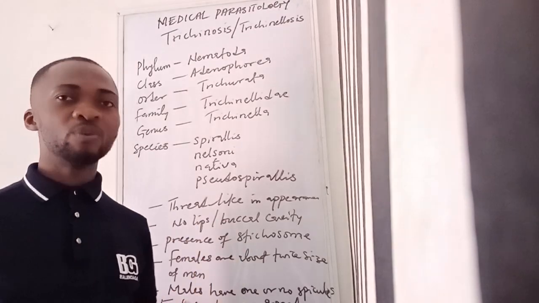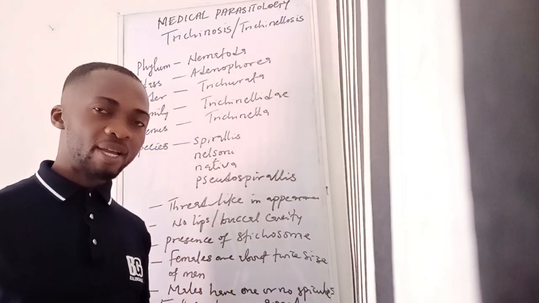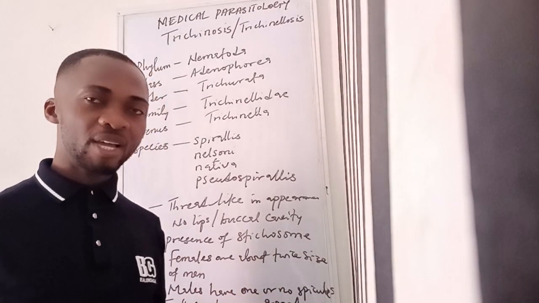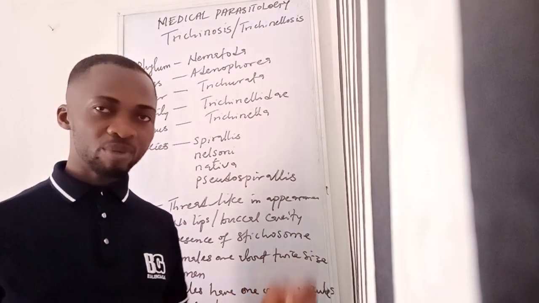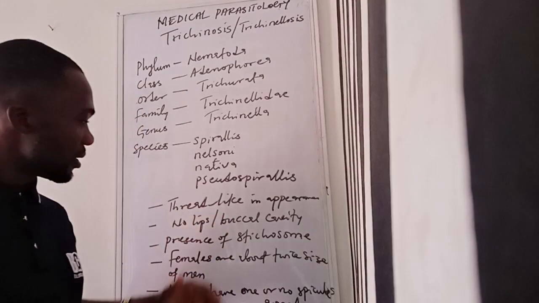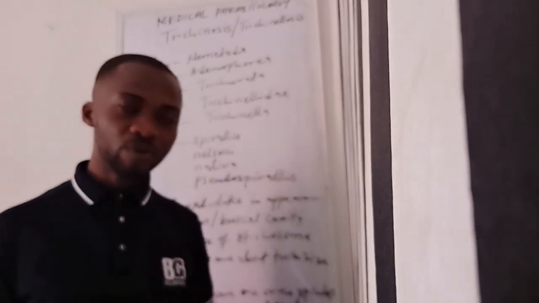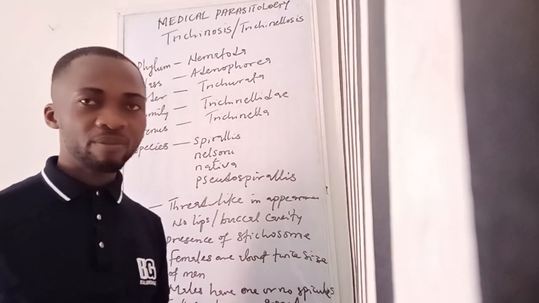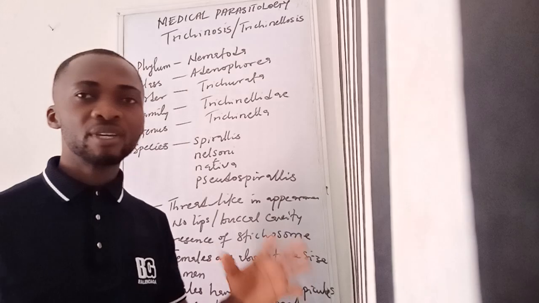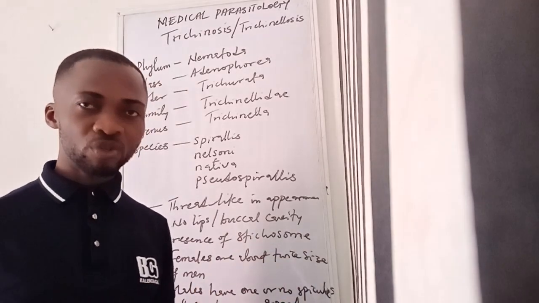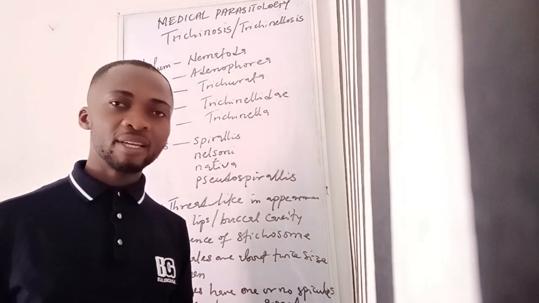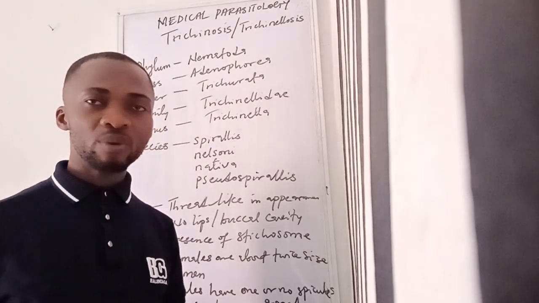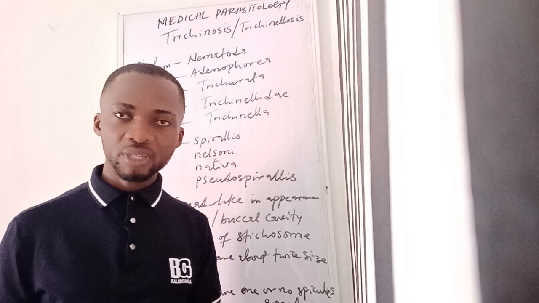And apart from that, we're told that the parasite lacks lips and a buccal cavity, unlike what you see in some other nematode parasites. Then we also have the presence of a stichosome. The stichosome is a complex of glandular cells and the pharynx. They collectively form a structure that is called the stichosome, and it's peculiar to Trichinella, and it's one of the diagnostic features of this parasite.